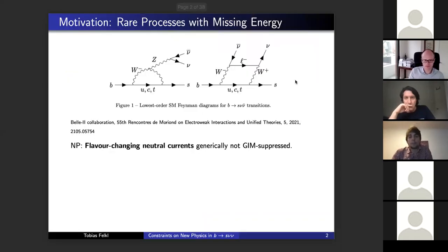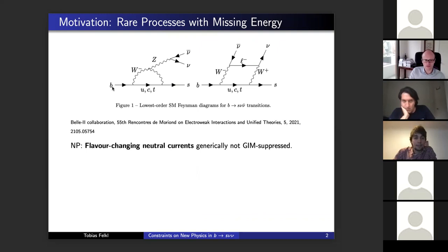So a brief motivation: as the title of our work already suggests, we're concerned with the transition of bottom quarks into strange quarks and the simultaneous emission of neutrinos in that process. In the standard model, those processes get mediated by diagrams such as the ones you can see here.